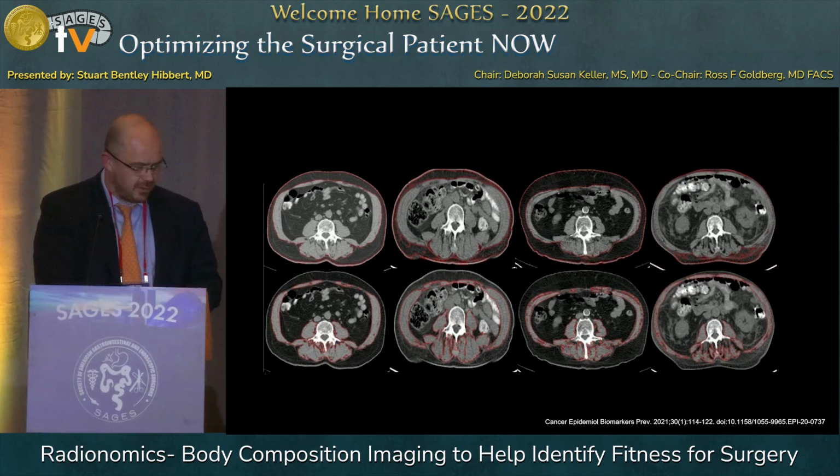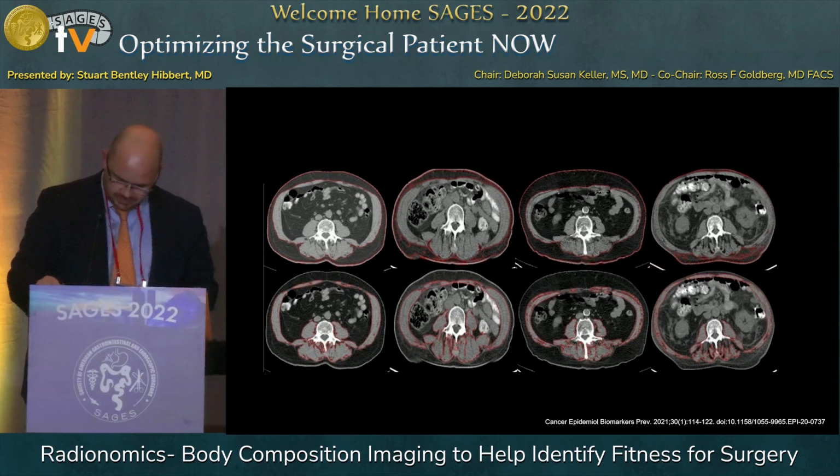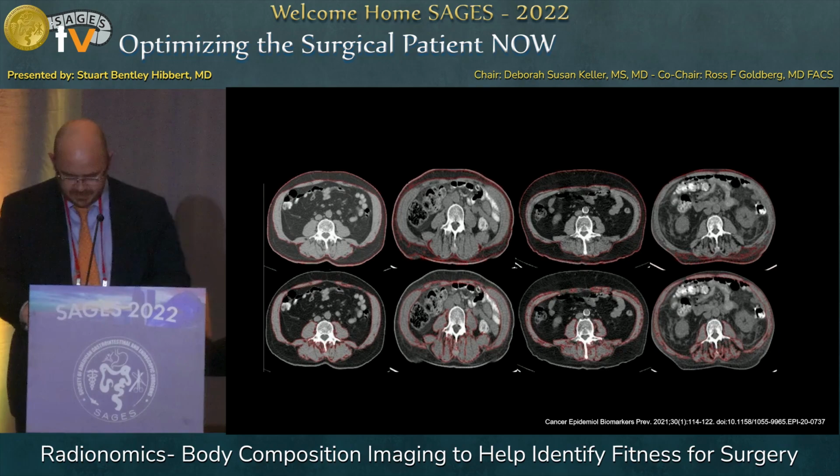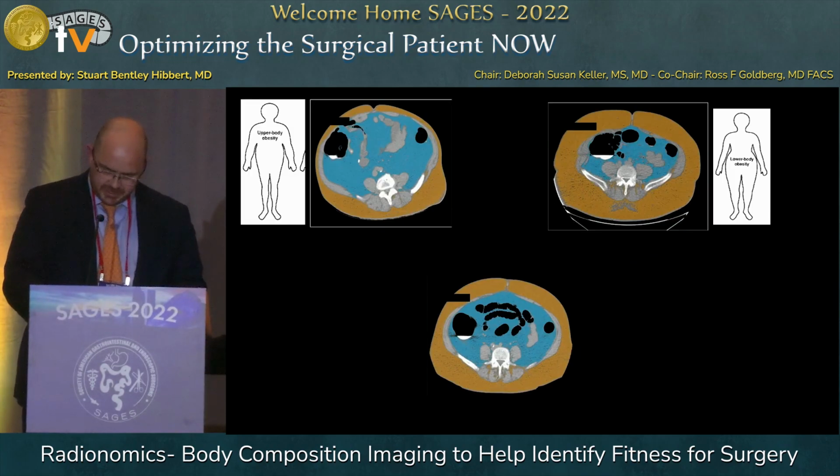So in the first patient, mouse. Oh, I see, yeah, okay.